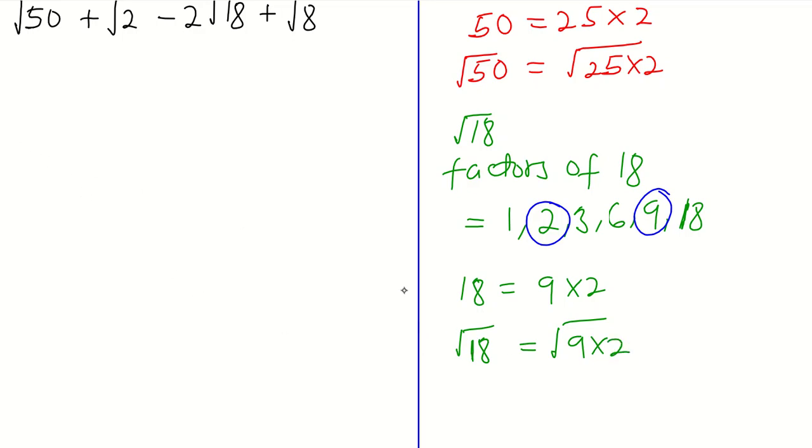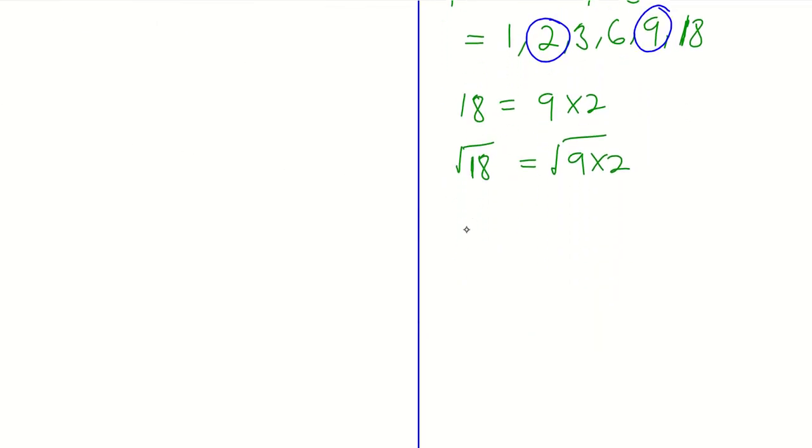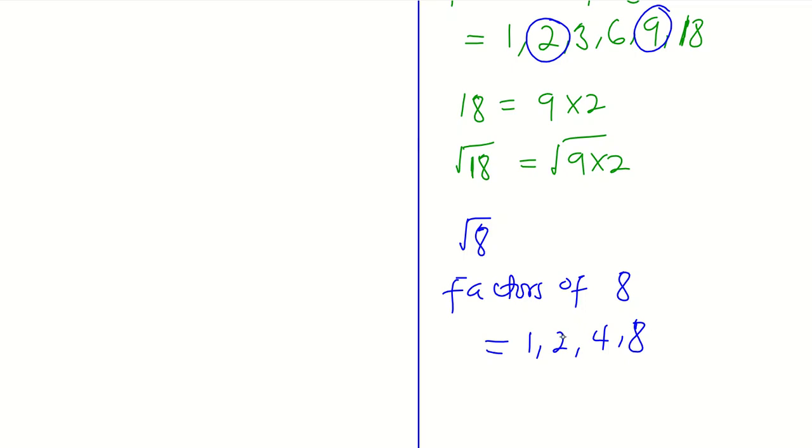Now we put it there and focus on square root of 8. That is the last one. So now our focus is on square root of 8. And so you have to find the factors of 8. Among the factors of 8, we have 1, 2, 4, 8. With these factors of 8, you have to look for a perfect square, and that perfect square is 4.